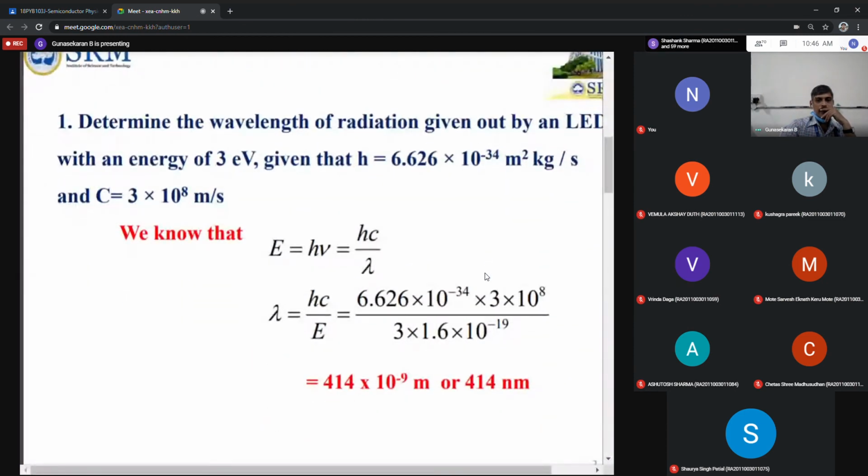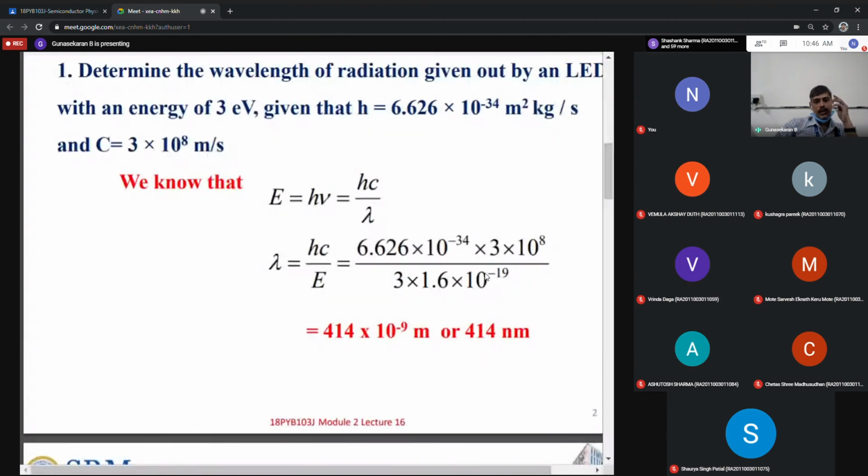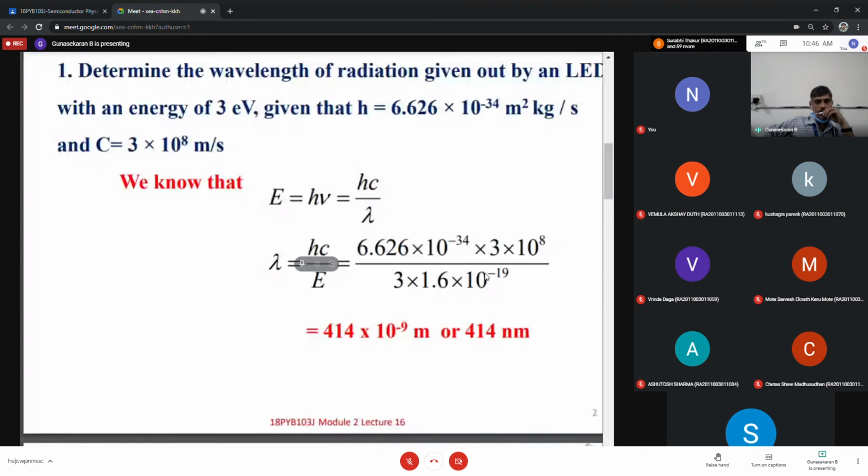See here, determine the wavelength of the radiation given out by the LED. The energy gap is given, the energy of 3 electron volt. And the h and c values, see, most of the problems don't give h and c values. Please understand, h is Planck's constant and c is the velocity of light. They don't give the values, so please remember those values. Only the band gap they will give, in terms of eV.